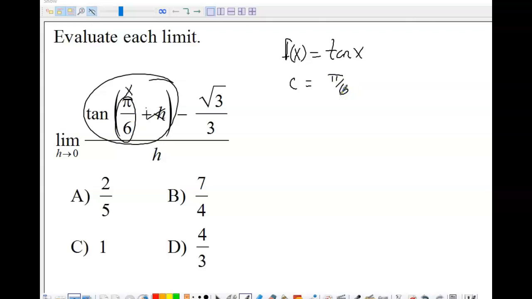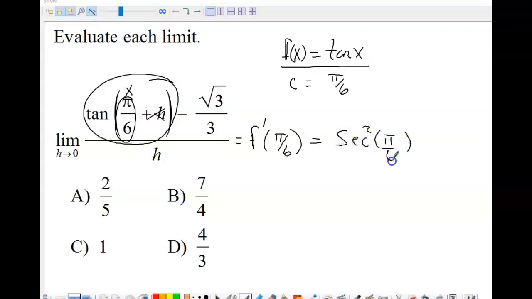Alright, so since this really just represents f prime of pi over 6, then what I need to do is take the derivative of my function and plug in the pi over 6. Okay, secant of pi over 6 is 2 over radical 3, or some people write it as 2 radical 3 over 3, but I'm just going to write it like this. Then you square it and you end up with 4/3 as your final answer.